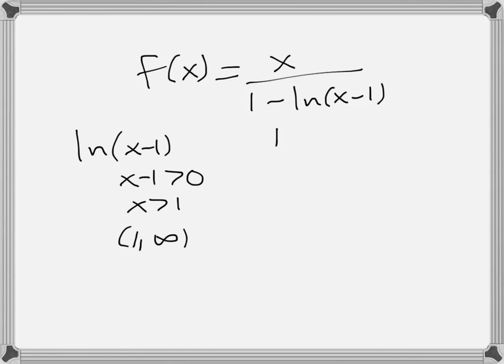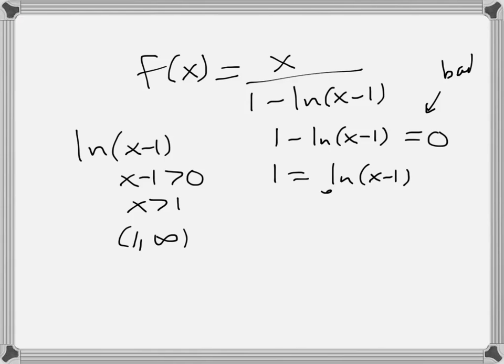But I also need 1 minus ln of x minus 1 to not be equal to 0. So I'm going to solve when it is 0 and figure out what I can. This right here would be bad. So if that happens, then I have 1 equals ln of x minus 1. If I take e to both sides, then e is equal to x minus 1. And so x would be e plus 1, which can't happen. And that's greater than 1, so I have to throw that one out.